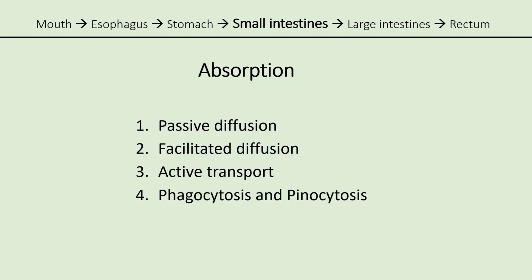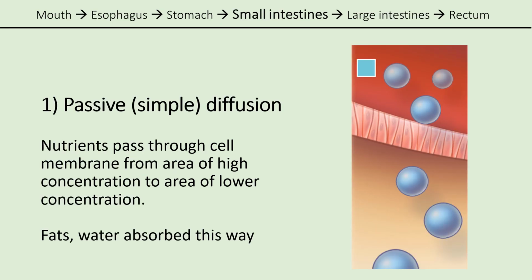Well, there are 4 ways that absorption of nutrients can happen. The first is passive diffusion, the second is facilitated diffusion, the third is active transport, and the fourth is phagocytosis and pinocytosis. I'm going to break each of these down. So the first, passive or simple diffusion.